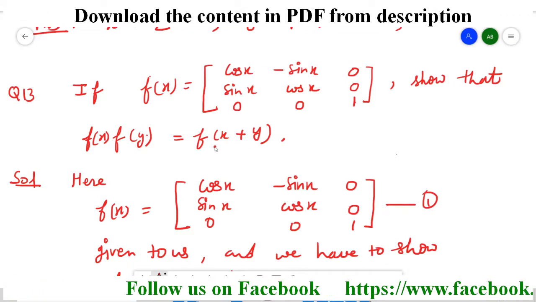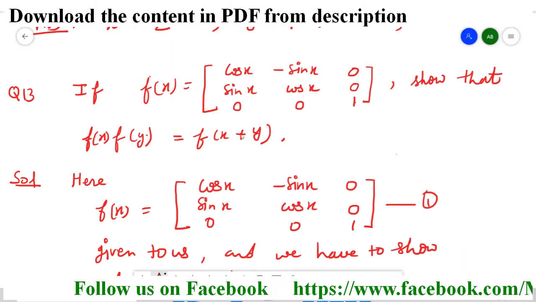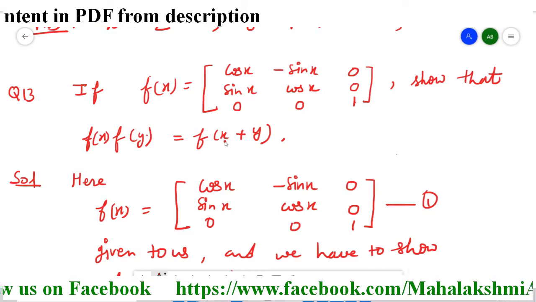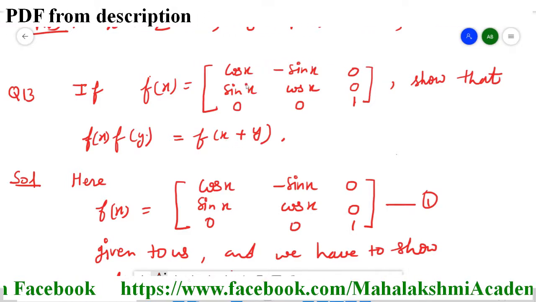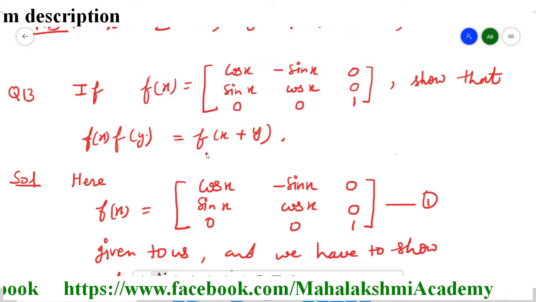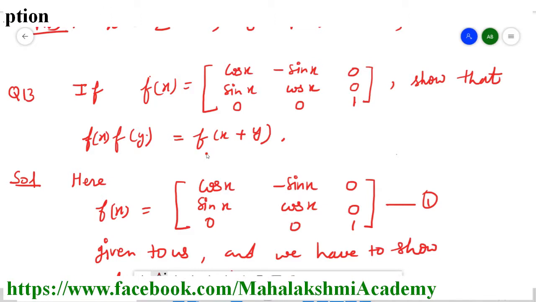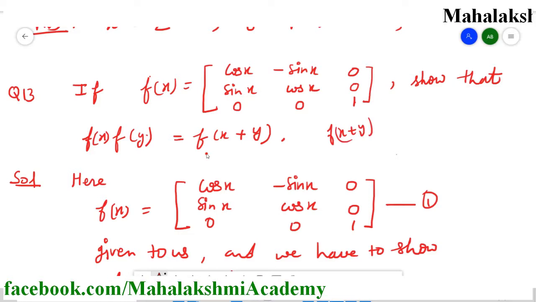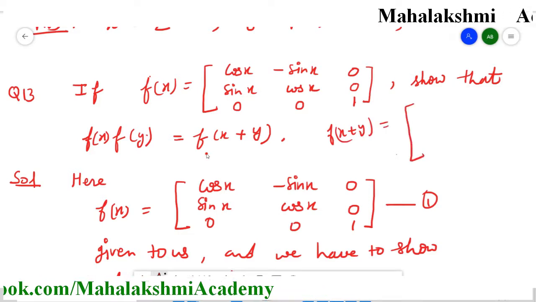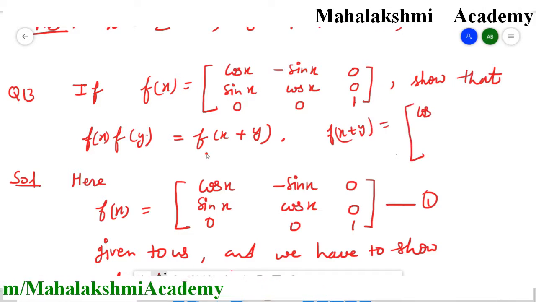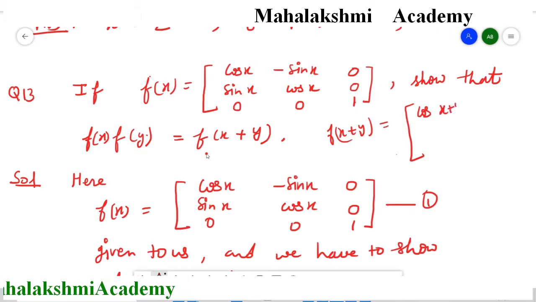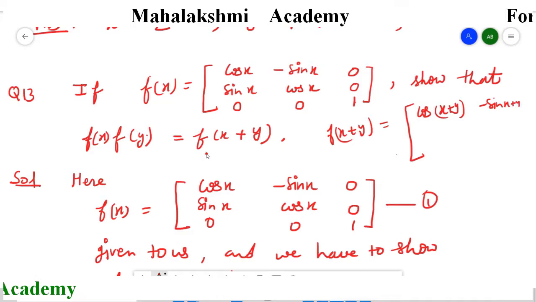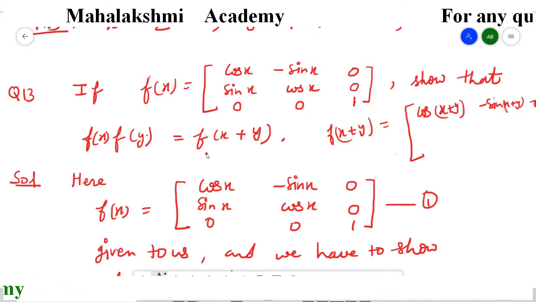Now what is going to be f of x plus y? If you had x, then the angles are x, x, x. Now if you have x plus y, then the angles will be replaced by x plus y. So we want this result on the right hand side, that is, cos of x plus y, minus sin of x plus y, and then here 0.